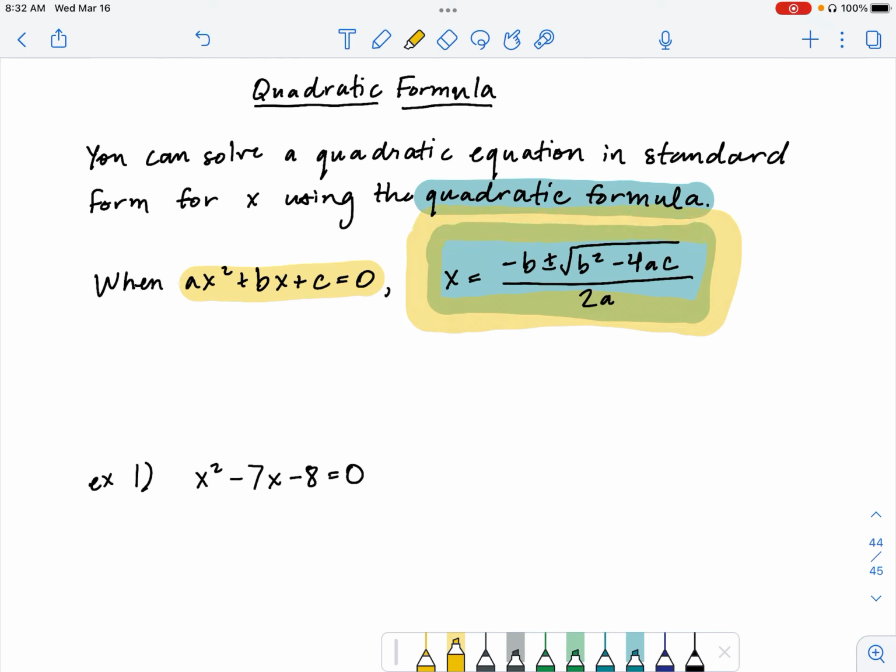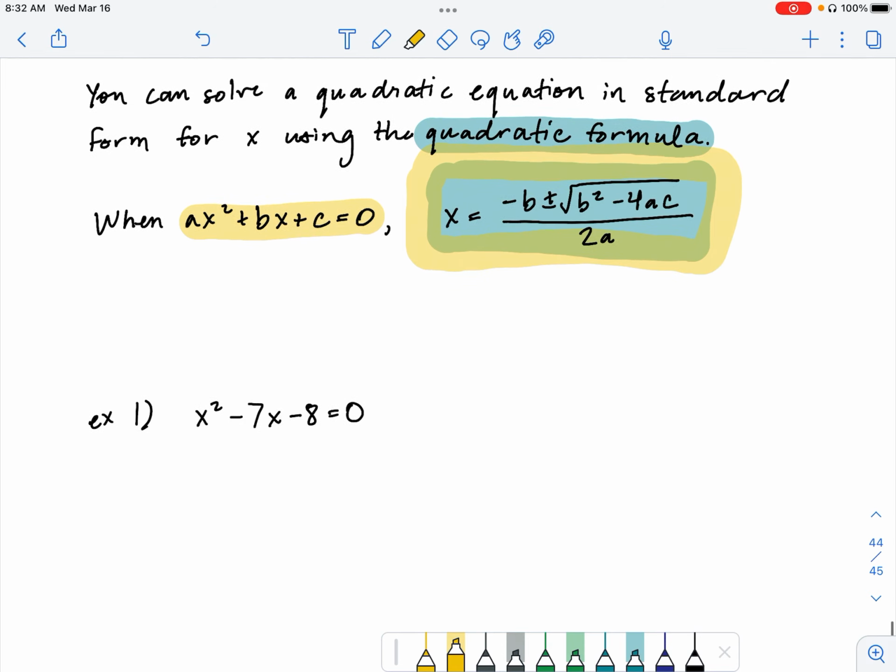It looks complicated and it takes some practice getting used to, but it's simple. By just using a, b, and c and substituting them into there, we can find the value of x. No need to complete the square and no need to factor.